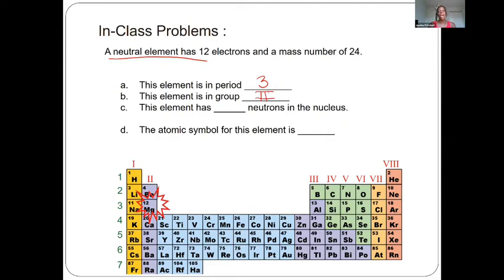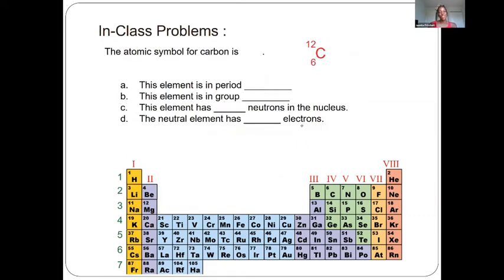The element would have blank neutrons. So we would take 24 minus 12 to get 12 neutrons. And the atomic symbol for the element would end up being Mg, which is the chemical symbol. We would put 24 at the top, 12 on the bottom to complete our chemical symbol.